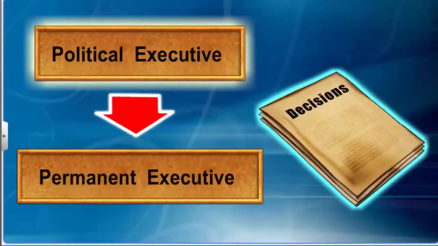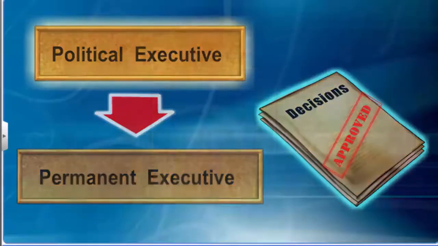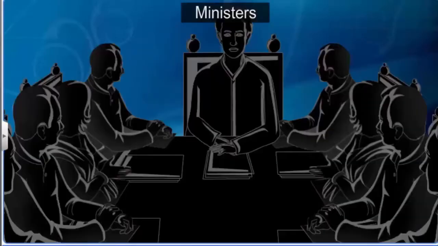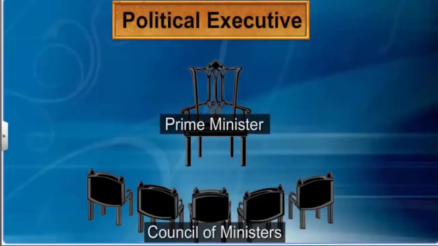The political executive has more powers and the final say in all important decisions. The ministers make the final decision, as they are the representatives of the people. This is what happens in a democratic form of government. The ministers consult experts and then make decisions based on the overall objective of the government. The political executive includes the Prime Minister and the Council of Ministers.